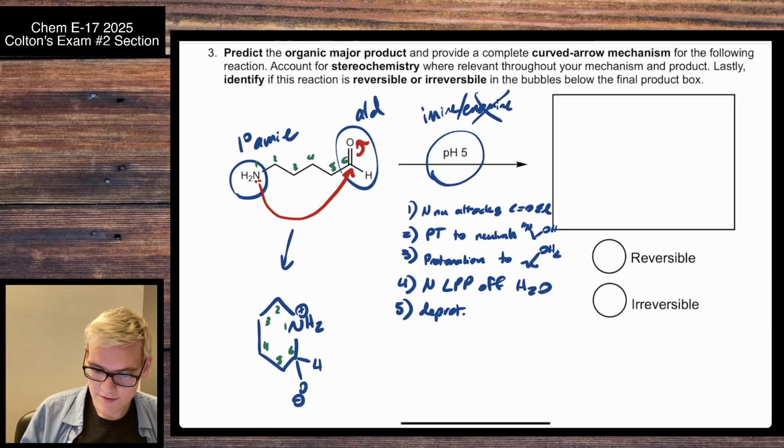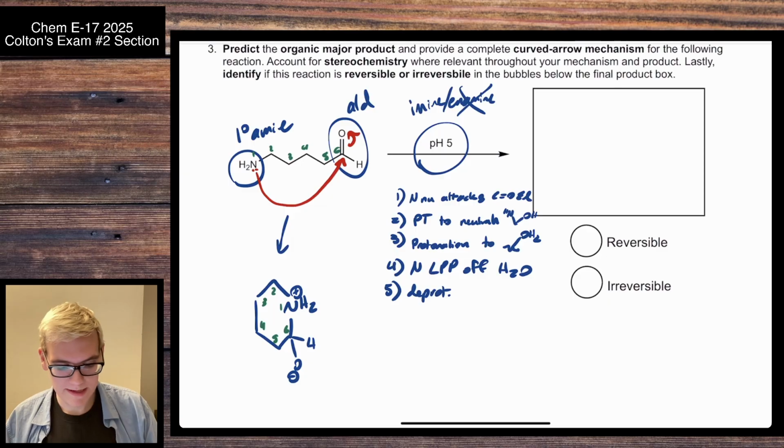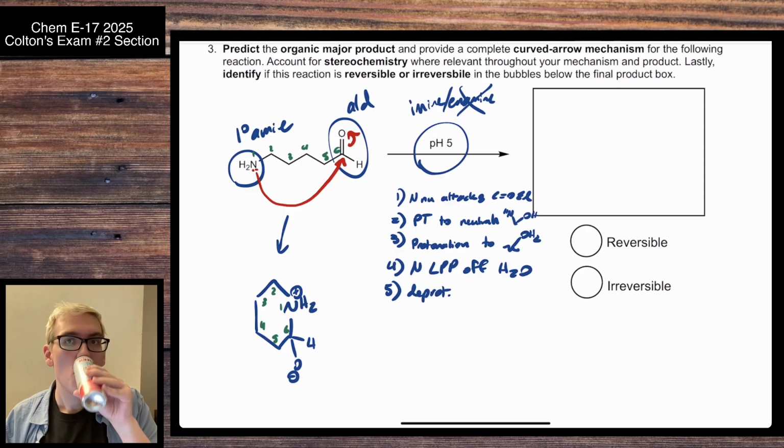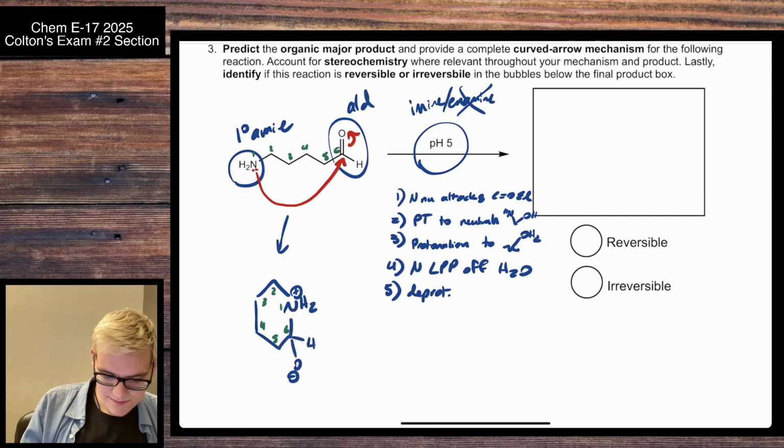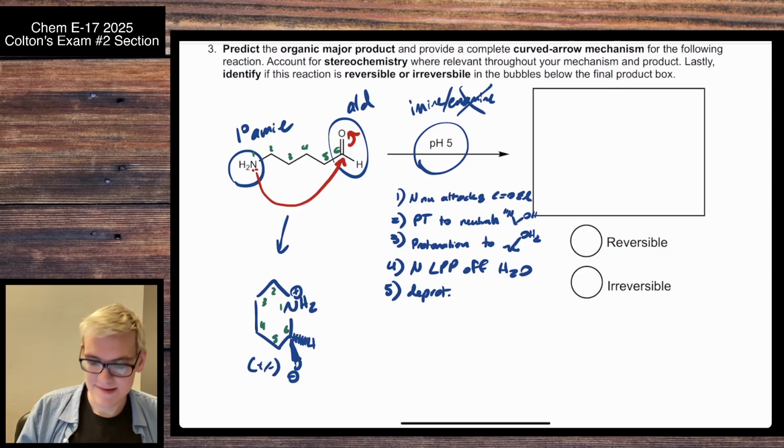Now, it says to account for stereochemistry. Did we make a stereocenter when we did that? We did. 1, 2, 3, 4 different things. So what I'm going to do is choose one of the bonds, make it on a wedge, and then I'll make the other one on a dash. And we know that we get both versions of this, so I'll put plus minus here to say we make both of these.